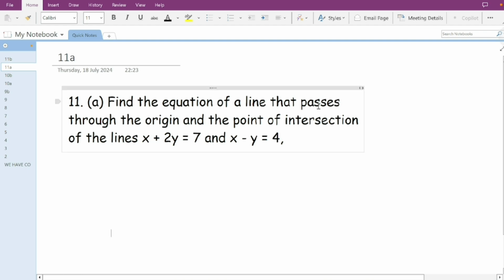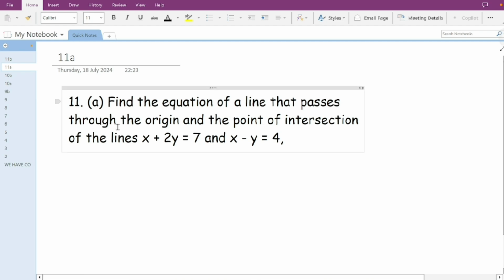So find the equation of the line that passes through the origin. That's x is 0, y is 0, and the point of intersection between these two lines. The point of intersection is just solving for the value of x and y. When you solve these equations simultaneously, you get a point with two coordinates, the x coordinate and the y coordinate. That's also a point on the line, and it is required to find the equation of this line. Remember, like I said earlier, you need the gradient of the line and at least a point on the line to find the equation of the line.